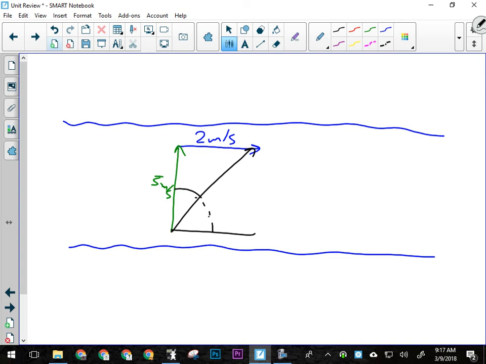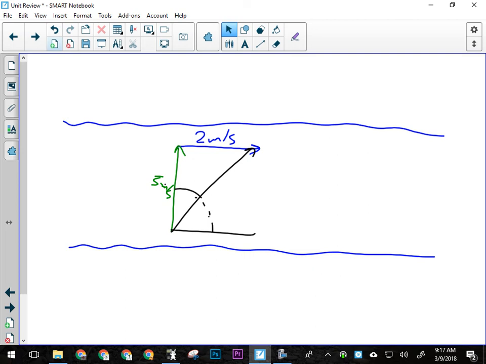They're complementary, and that's easy. That's just these two sides. The question might also ask, what's the resultant velocity? If it does, what am I finding? I'm just finding the black one, right? Pythagorean theorem, and I'm good with that.